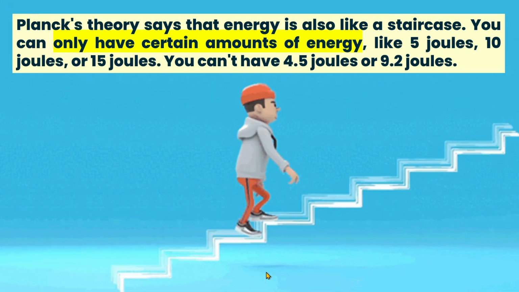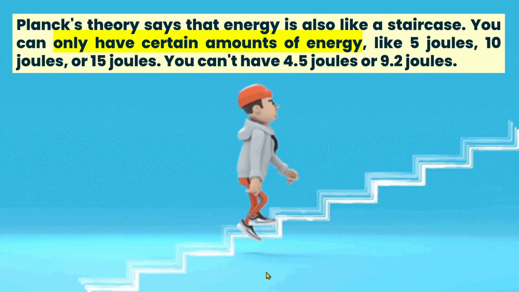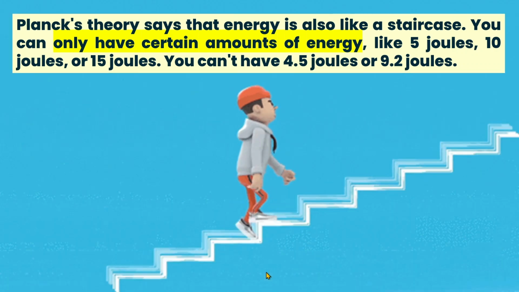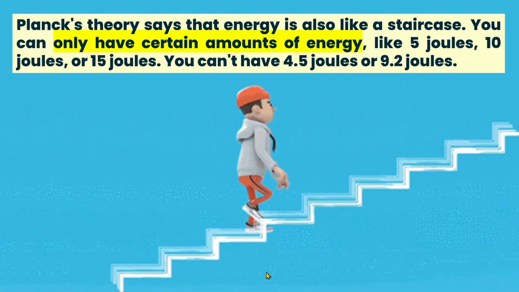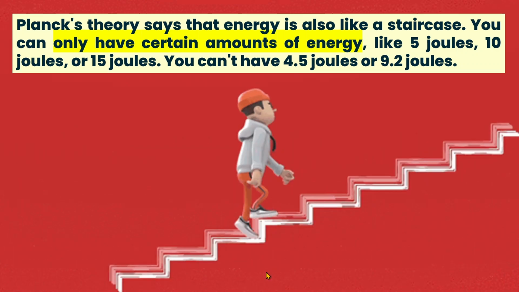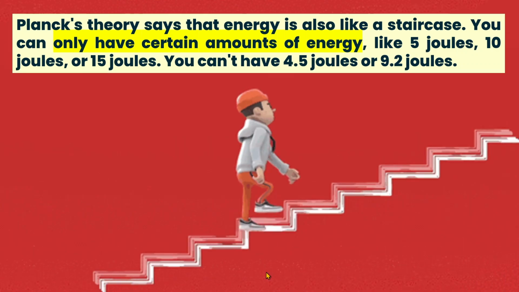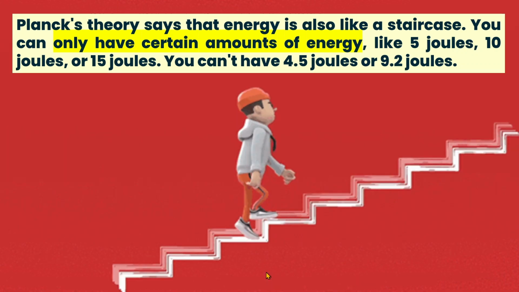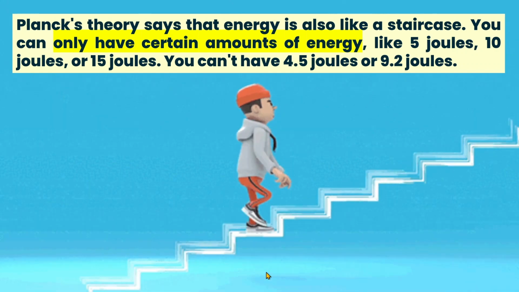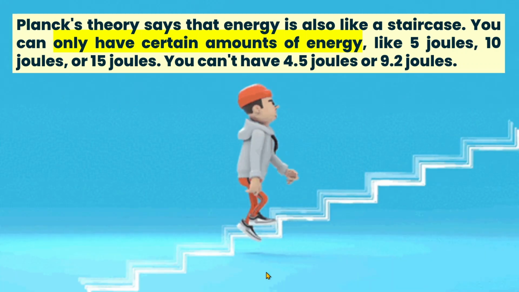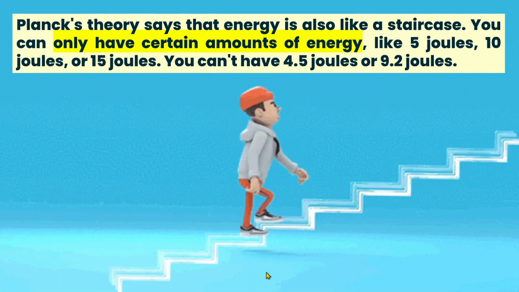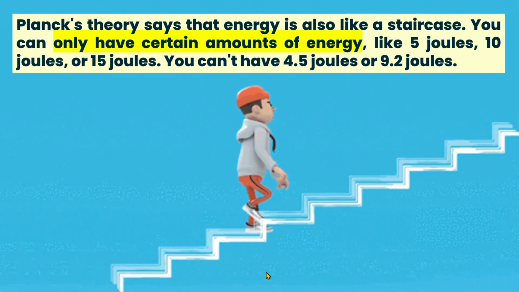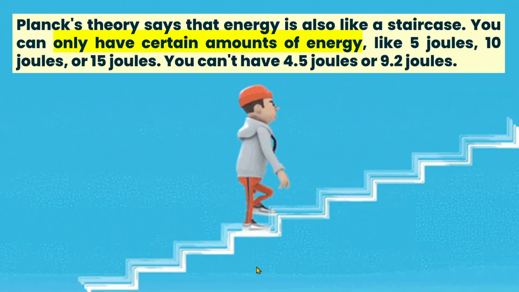You can only have a certain amount of energy, like 5, 10, 15. These are discrete amounts of energy. You cannot have 4.5, 4.52, 4 and 3/4, 9.2, 9.1, or whatever decimals that you can pair with a whole number. Energy doesn't exist like that, in short. It only exists in certain amounts.